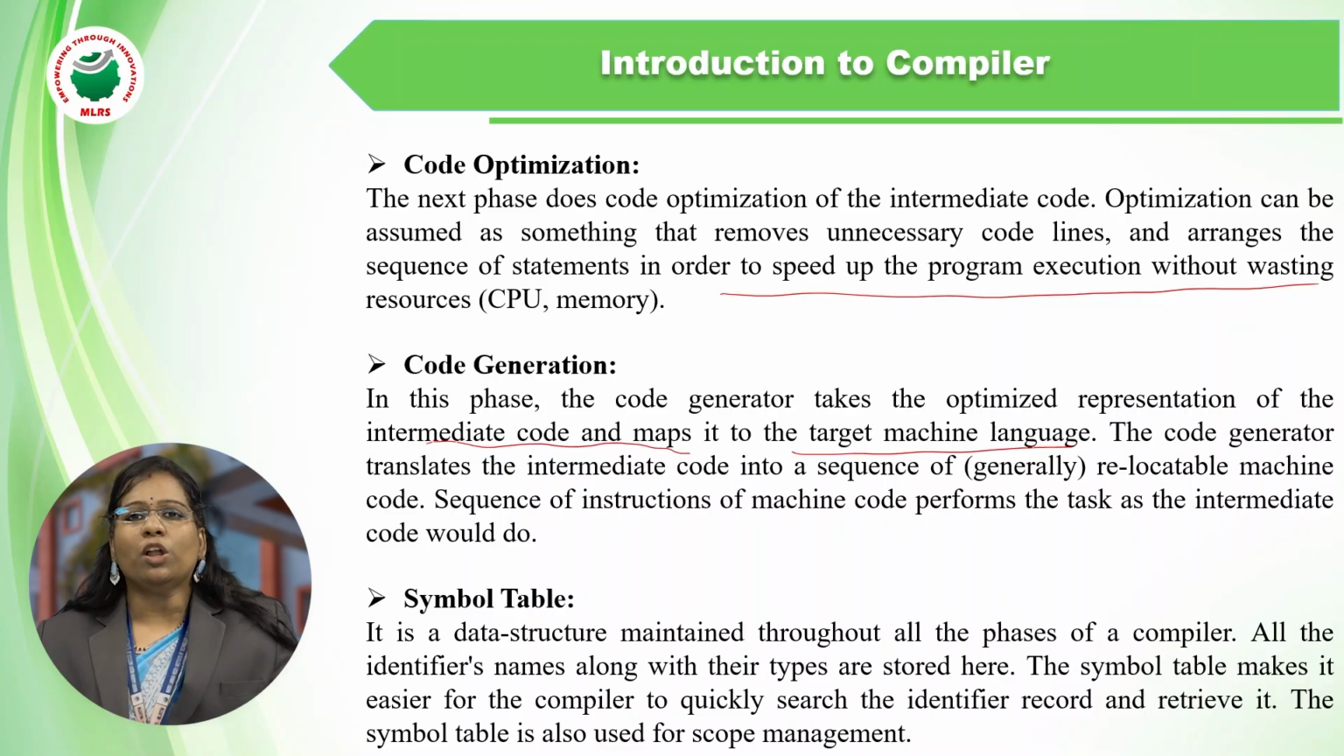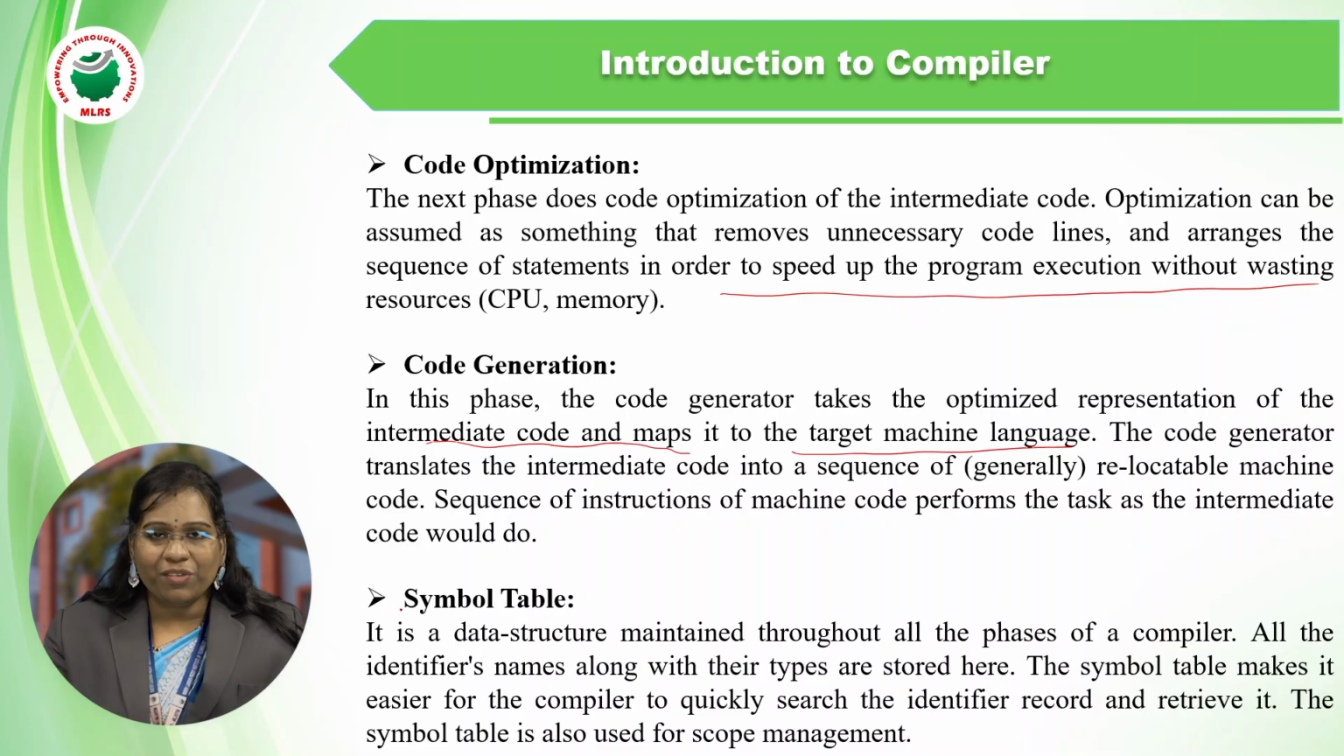What is the purpose of the code optimizer? The code optimizer should remove the extra spaces and unnecessary lines, and make all the statements in order and send them to the next phase, that is code generation. Code generation is used to optimize the code, and it arranges or maps it to the target machine language to get the output without any error.